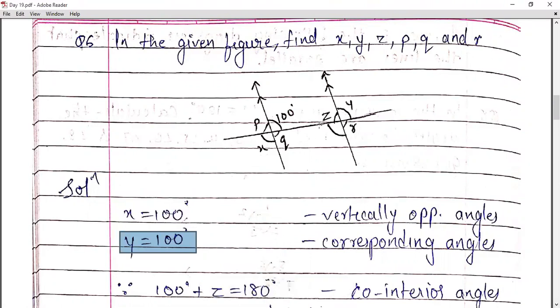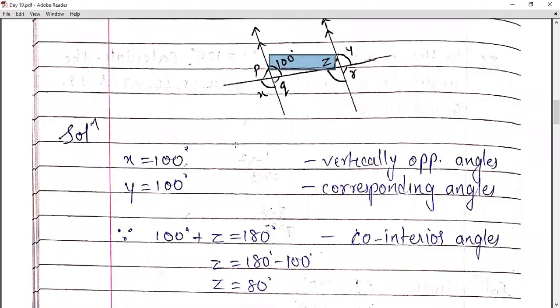In order to find other angles like Z, Q, R, and P, let us see. You can see angle 100 and Z, they both are co-interior angles. They are on the same side of the transversal and in between the two parallel lines. So they will be supplementary. That means the sum of these two angles will be 180 degrees.